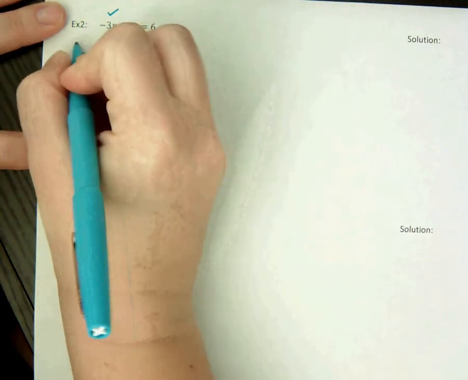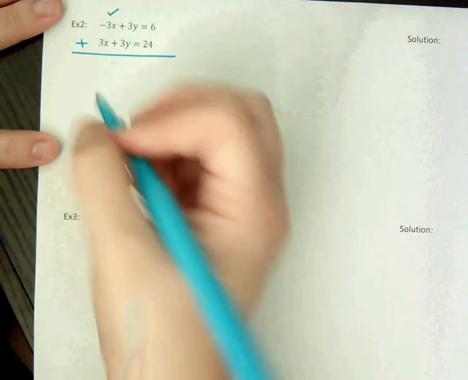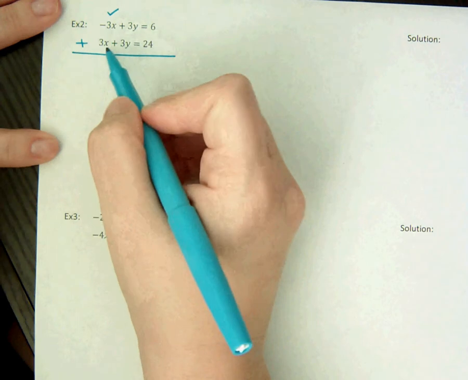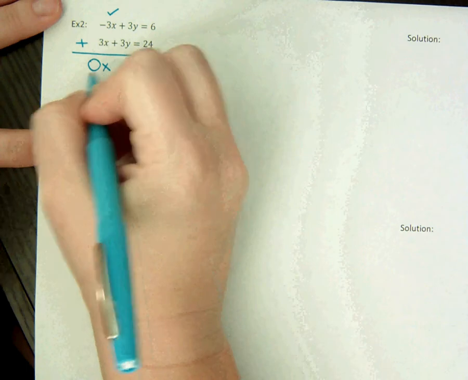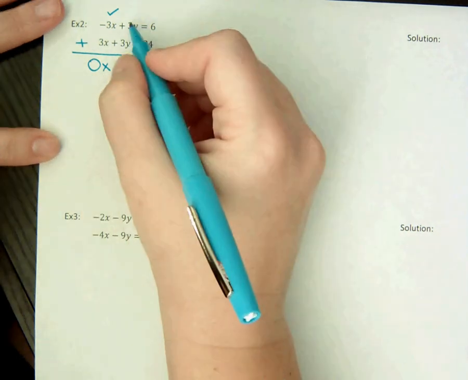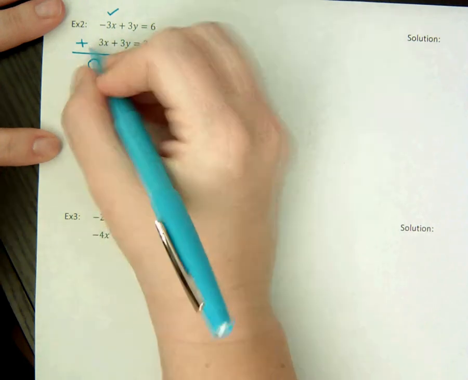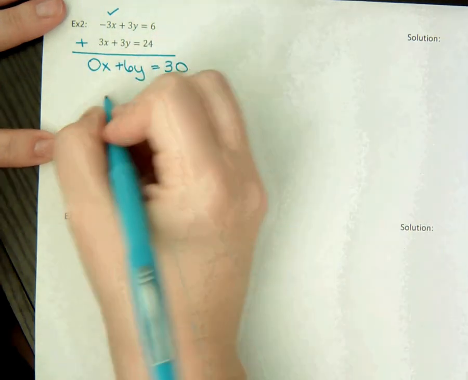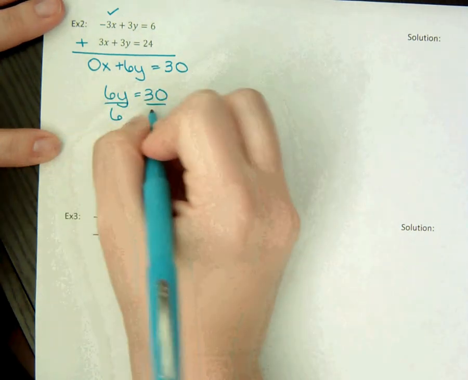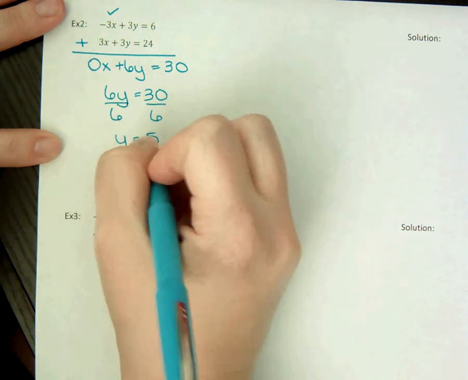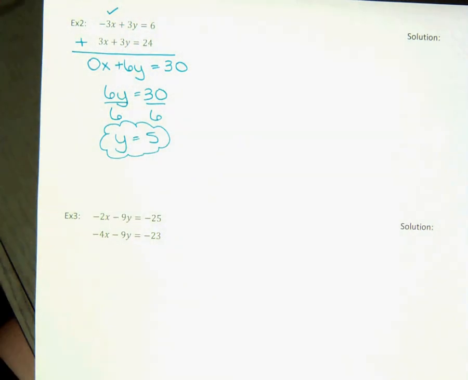Then we'll draw a vertical line and add. Sometimes we call that stack and add the equations together. Negative 3x plus positive 3x is going to eliminate the x's. You don't even have to write 0x if you don't want to. Positive 3y and positive 3y is going to be positive 6y, and 6 plus 24 is going to give you 30. So really all you have is 6y equals 30. Then we'll solve for y. That solving's usually very simple, just one step. We get y equals 5.